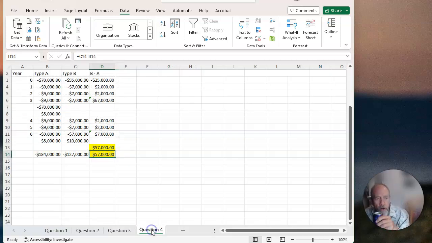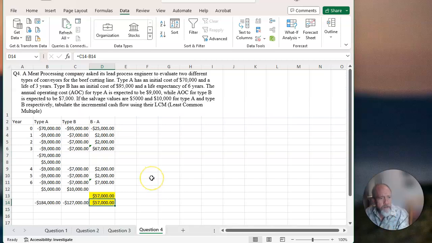In question 4, I wouldn't say it was more complex. But one thing they did say is that they wanted you to use the least common multiple for the incremental cash flow. Well, one's got a life of 3 years and the other one's got a life of 6 years. So the least common multiple would be 6. It's nice because one was perfectly half of the other.